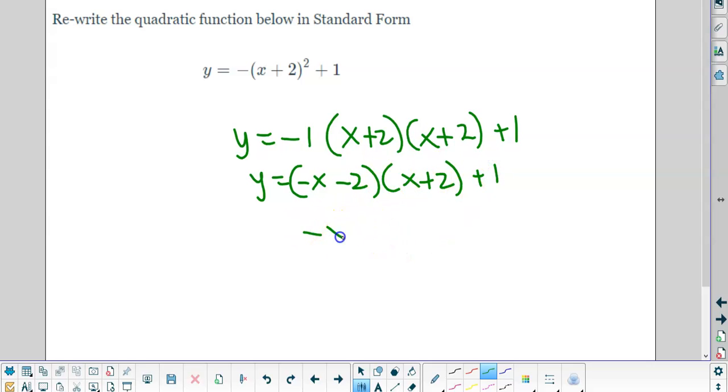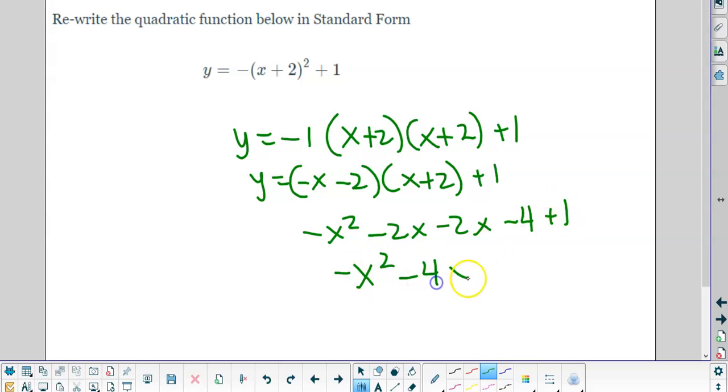Then I FOIL, get negative x squared minus 2x minus 2x minus 4 plus 1. Then simplify: y equals negative x squared minus 4x minus 3. I forgot my y equals.